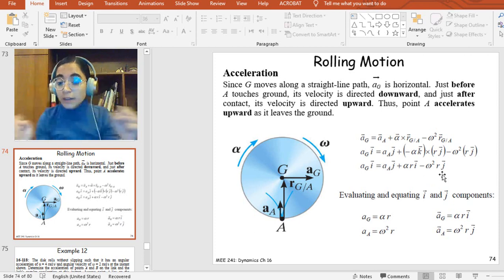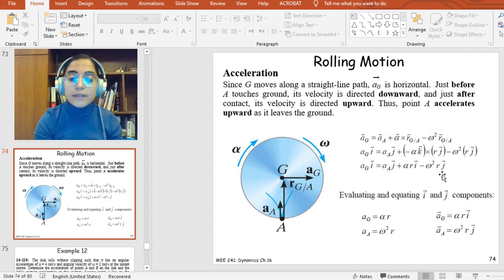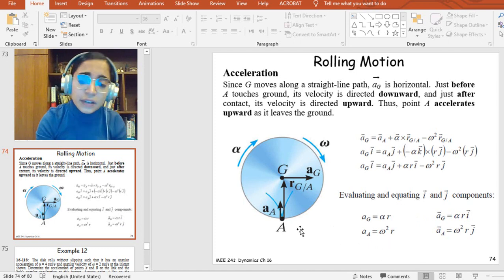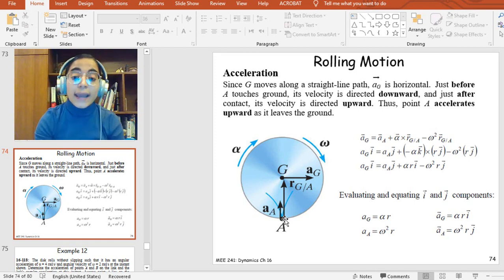If you divide this equation into two scalar equations, one in i and one in j, you're going to have that AG, which is the acceleration for the center of gravity, will be equal to alpha times R, and that AA will be equal to omega squared times R. I know this because, in fact, the acceleration at A will be only the normal acceleration, which is omega squared times R, and since VG is not zero but VA is equal to zero, the acceleration at G will be only the tangential acceleration, which is alpha times R.